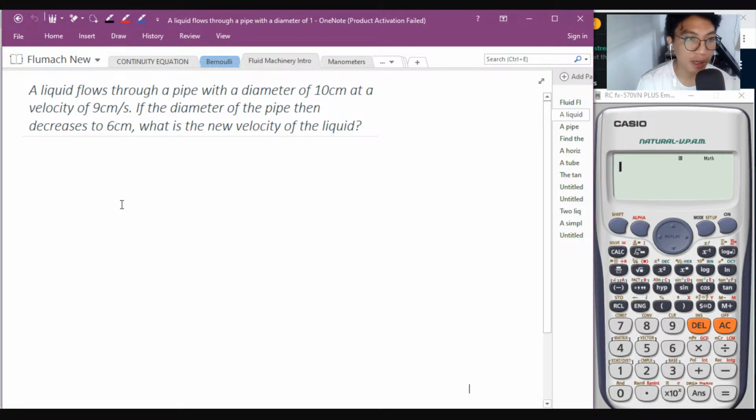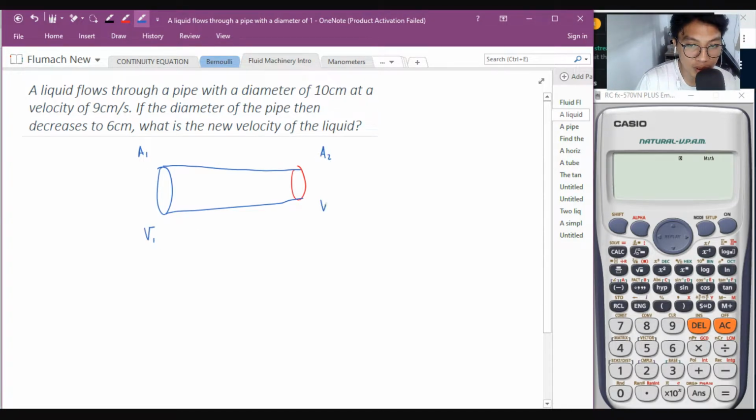Problem number 1: a fluid flows through a pipe with a diameter of 10 cm at a velocity of 9 cm per second. If the diameter of the pipe then decreases to 6 cm, i-drawing muna natin siya. This is section 1, and read natin yung section 2. So, meron kang fluid flow dyan sa pipe na yan. Meron kang area 1, velocity 1, area 2, velocity 2.